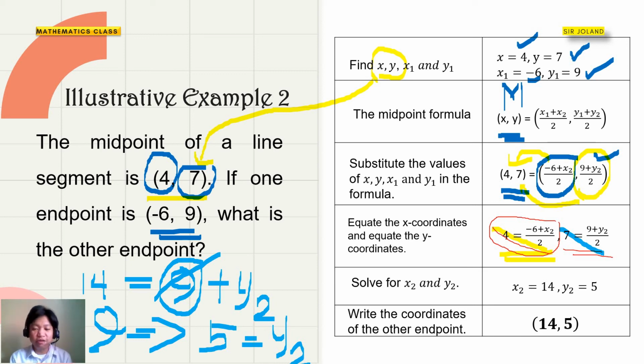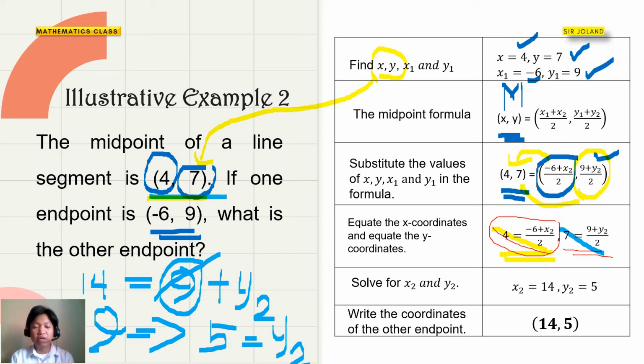Now, kung gusto nyo i-check kung tama yan, gamitin mo ulit yung Midpoint Formula using negative 6, 9 as your first point, and then yung other point mo is 14 and 5, and then use the Midpoint Formula, dapat ang magiging sagot ay 4, 7. 4 and 7 dapat ang magiging coordinates ng midpoint.